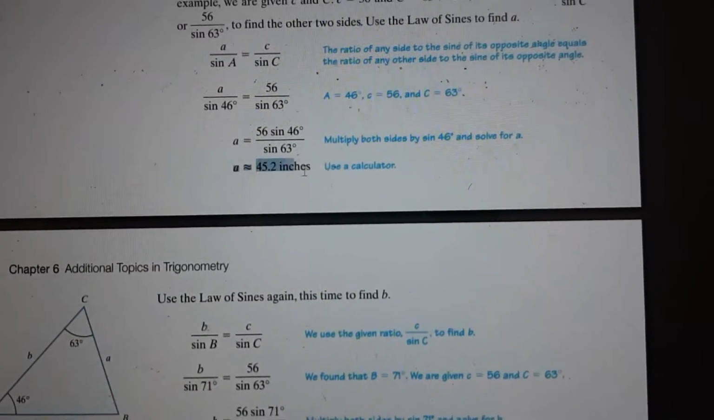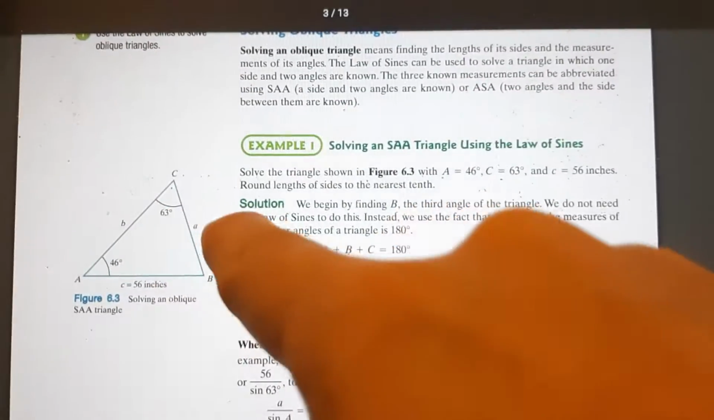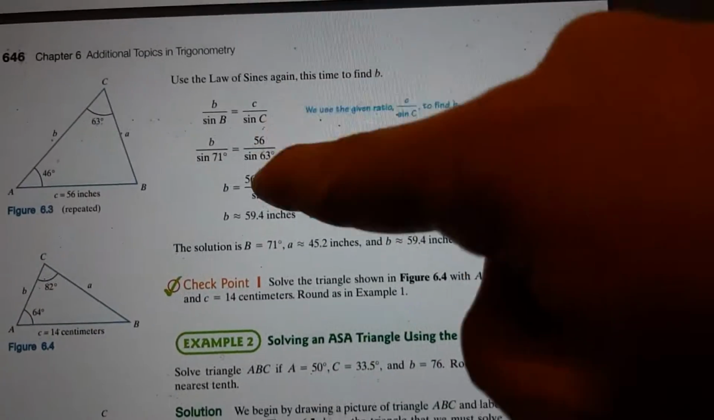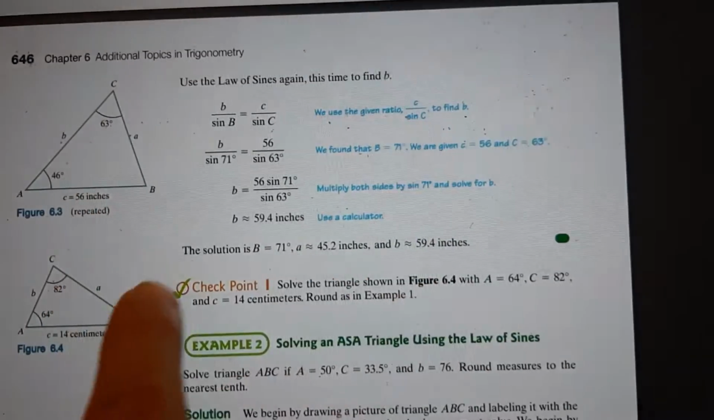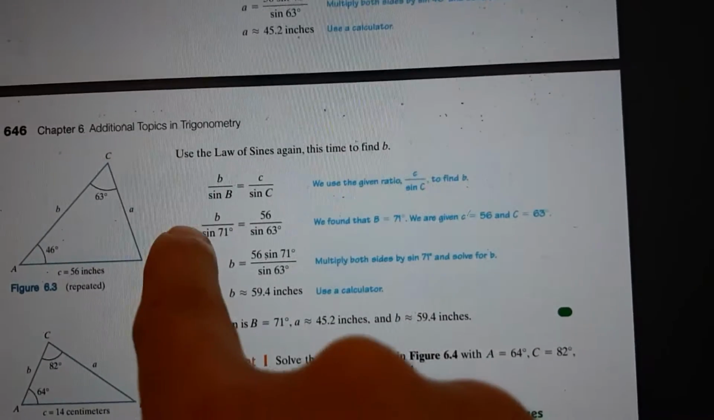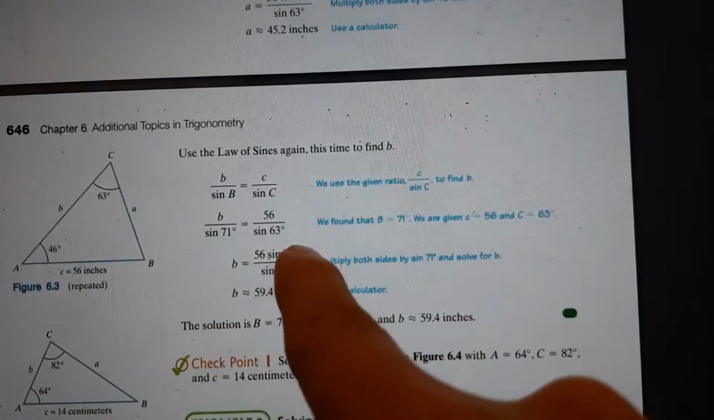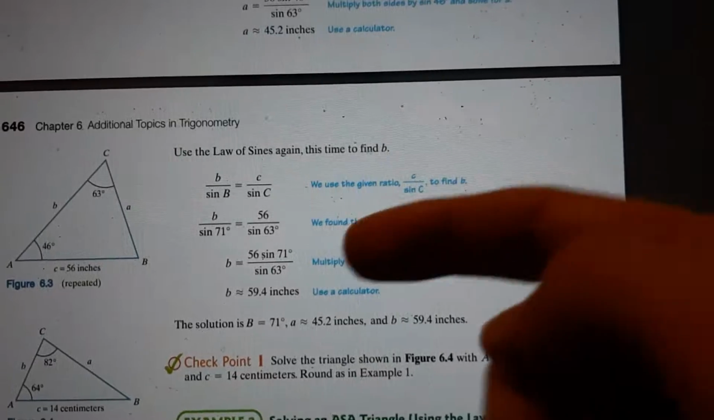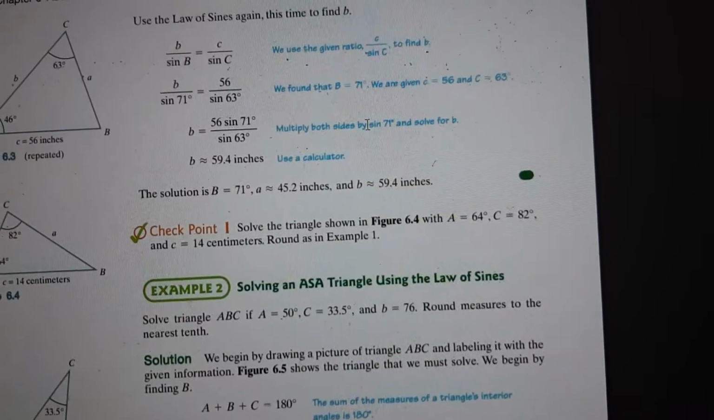And are we done? Of course not. We have the side A, but we are still missing the side B. So now we proceed to find the side B. Again, we use C because we already know the side and the angle C. So once again, we multiply both sides of the equation by sine of 71, cancel here, and we get 56 times the sine of 71 divided by sine of 63. We use a calculator, and we're left with approximately 59.4 inches. And that is it.